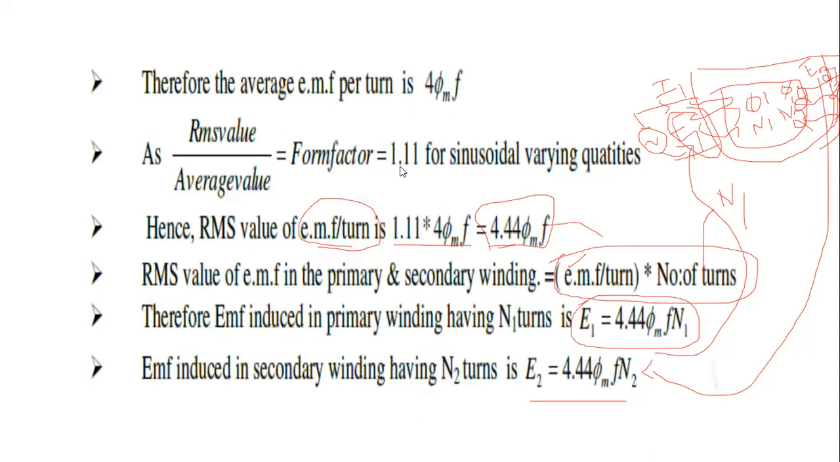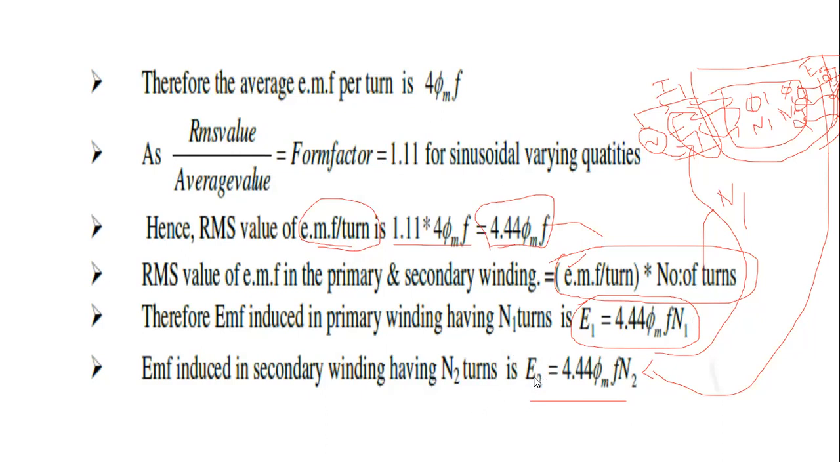This will be converted into the RMS value using the form factor, that is 1.11 into 4, which is equal to 4.44 φm f. This is the EMF per turn. Next, the RMS value in the primary and secondary winding is EMF per turn into number of turns. EMF per turn is 4.44 φm f and the number of turns is N1.